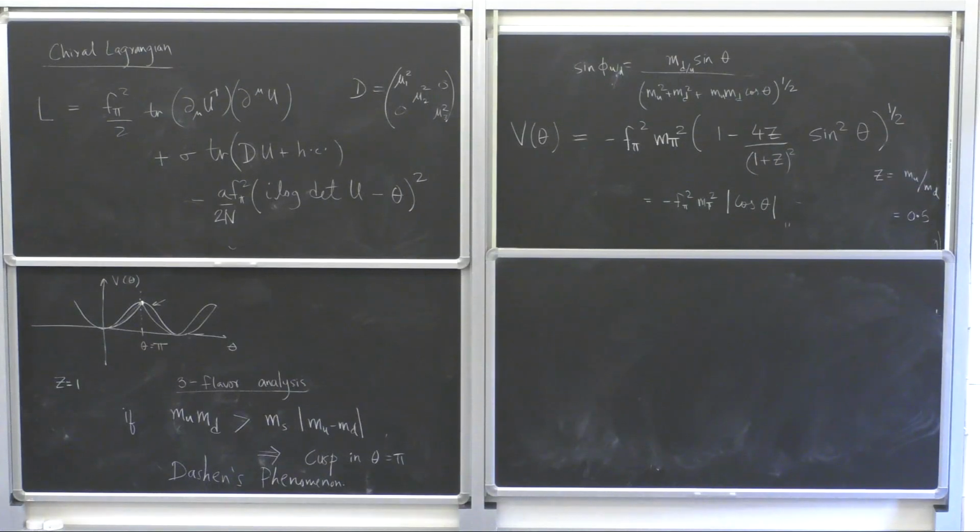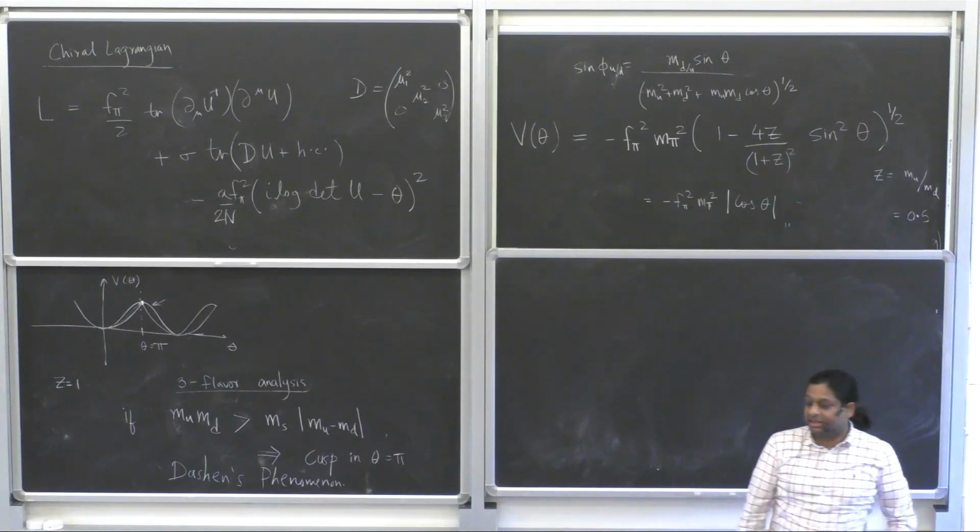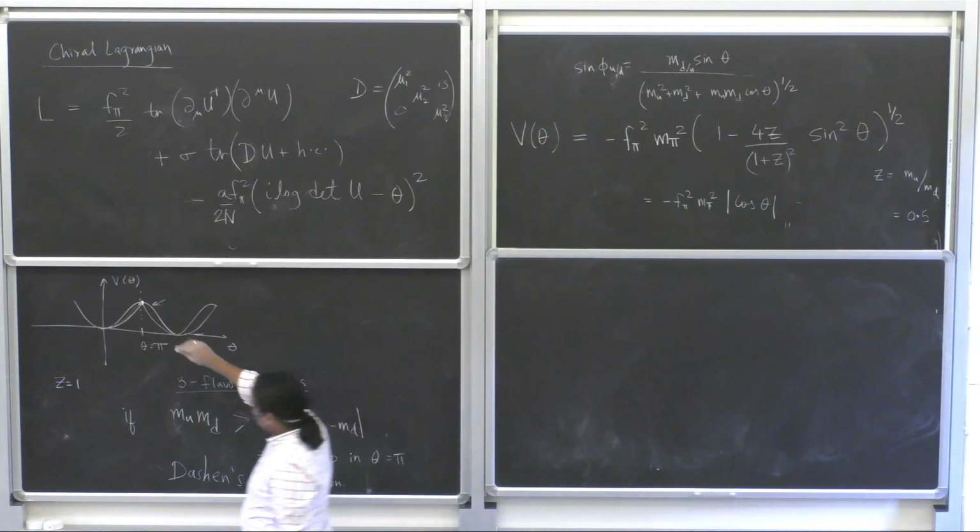Is that okay? You could add the 1. The 1 is just a constant, but the cusp is at theta equals pi, which is at the maximum. Theta equals pi.